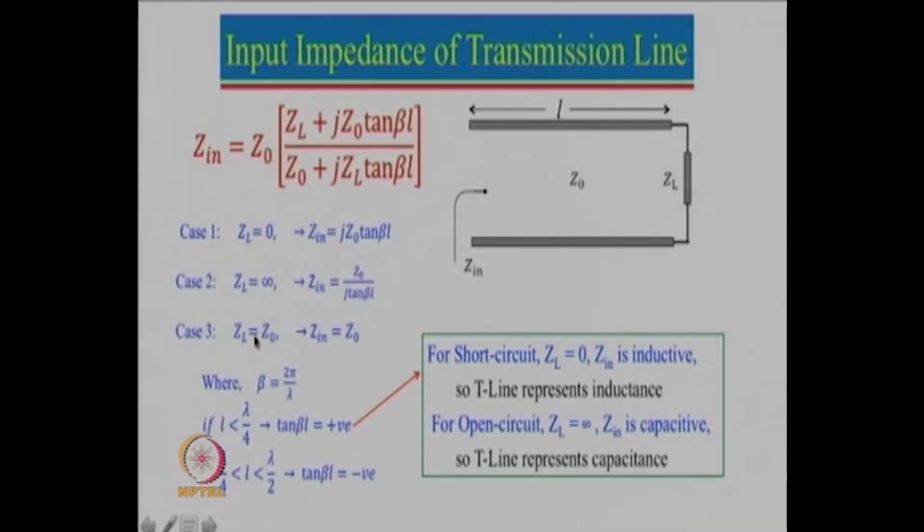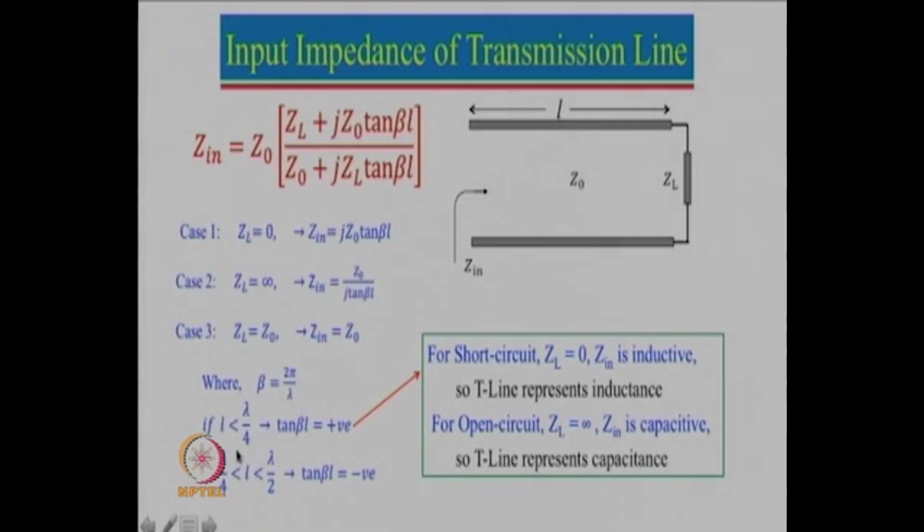Now, what we would like from an antenna point of view is that the load impedance should be equal to the characteristic impedance. In that particular case, if we put ZL equal to Z0 here, the numerator and denominator will be the same, and Zin will be equal to Z0, which is not dependent on the length of the antenna. Beta here is equal to 2 pi by lambda. I just want to highlight that many books use beta, or some books use k also. So, k is equal to beta is equal to 2 pi by lambda.